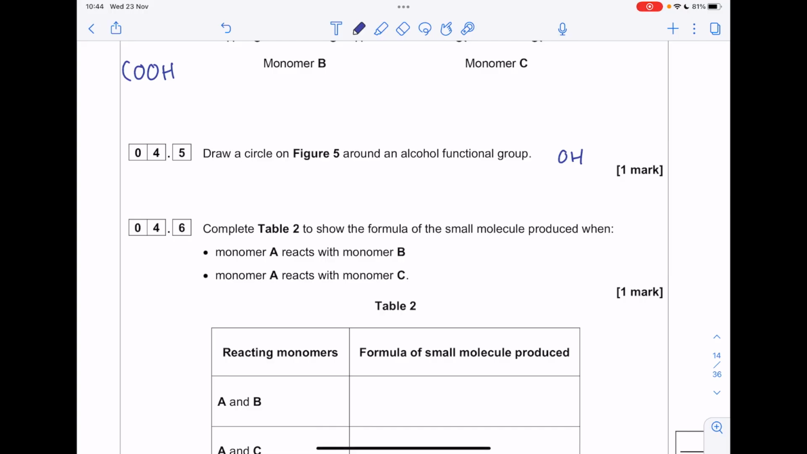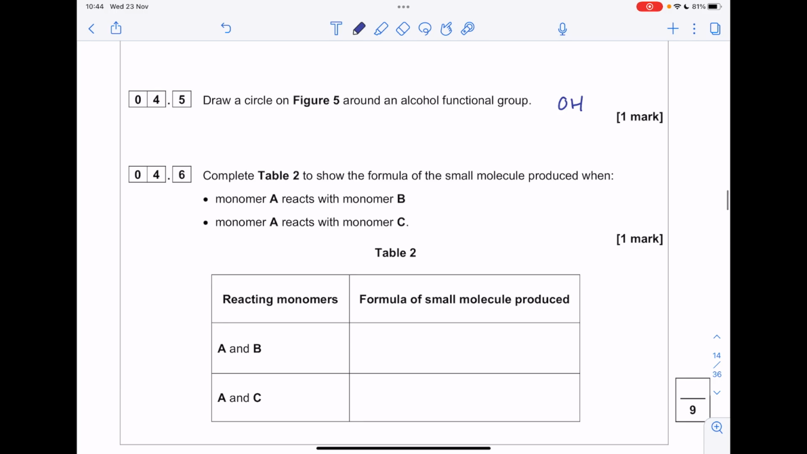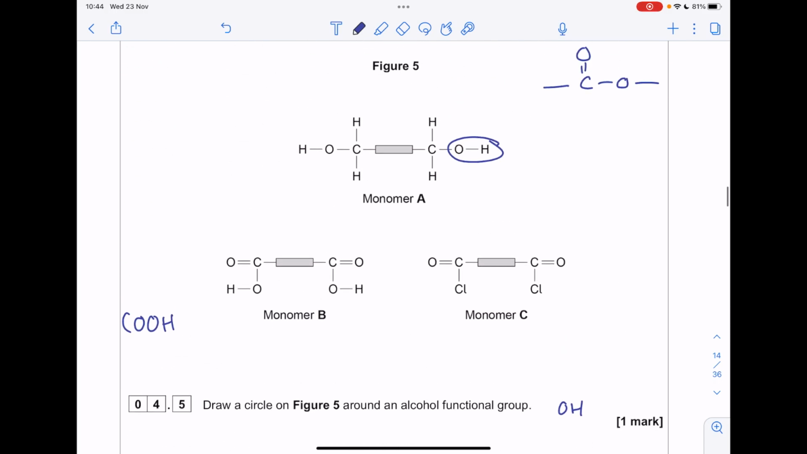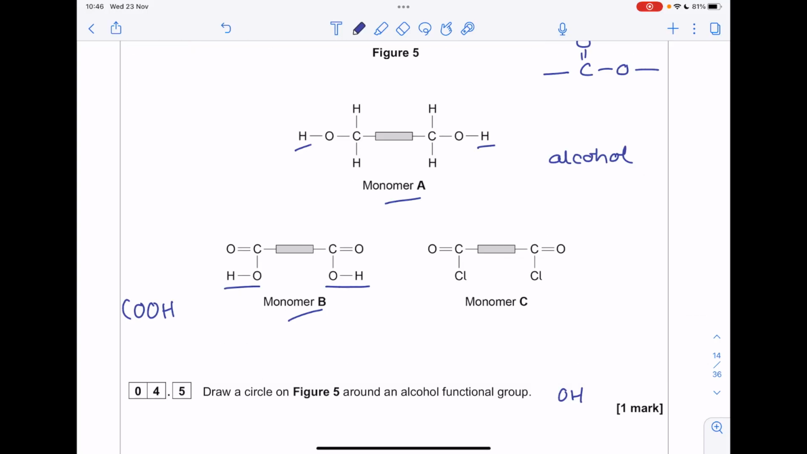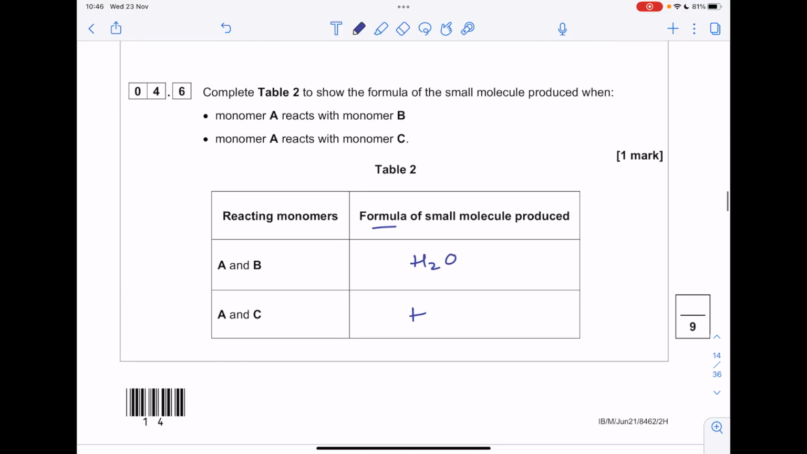Complete table 2 to show the formula of the small molecule produced when monomer A reacts with monomer B, and monomer A reacts with monomer C. So looking at A and B first of all, you have an alcohol reacting with a carboxylic acid, which remember produces an ester and water in a condensation reaction. So that's why water is your answer here. If we consider what's happening when monomer A and monomer C react, again you're going to lose the H from the alcohol and you're going to lose the Cl, this time from monomer C, so that produces HCl as a byproduct.